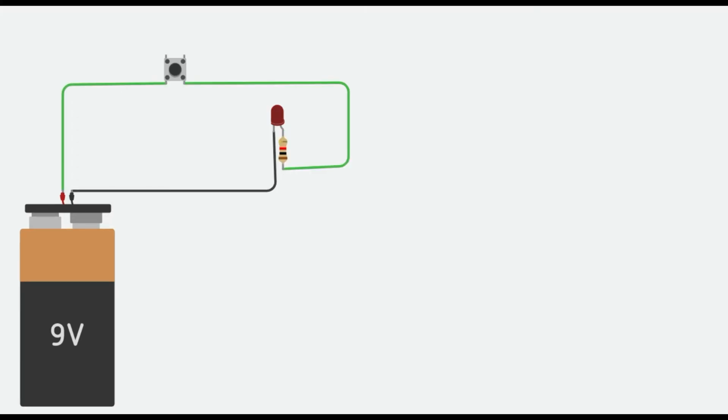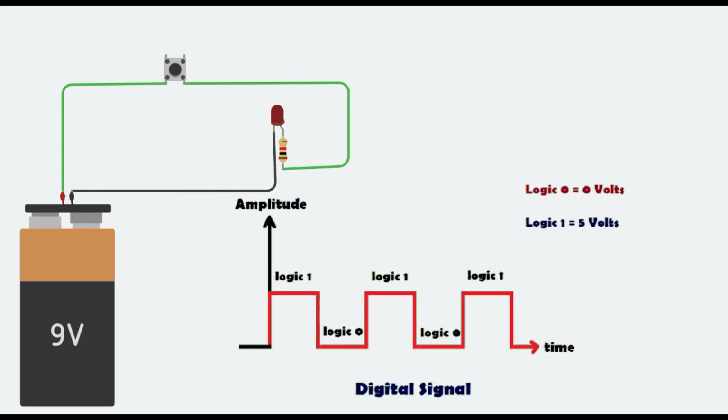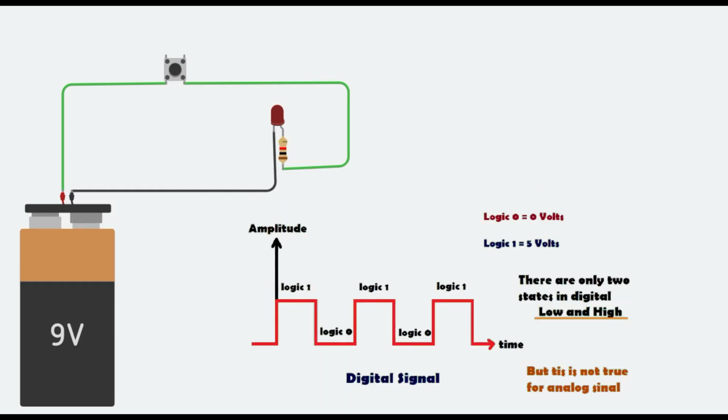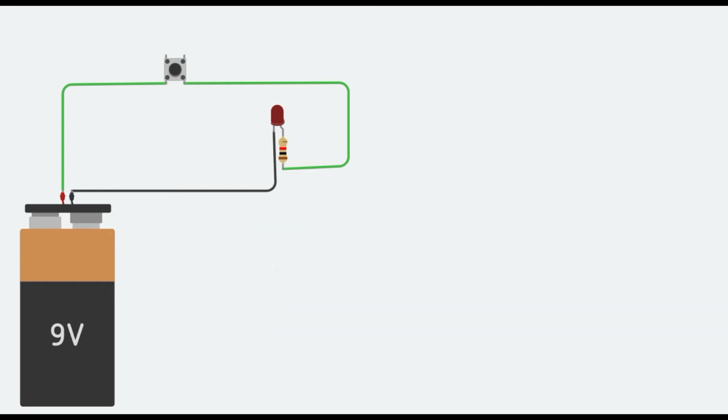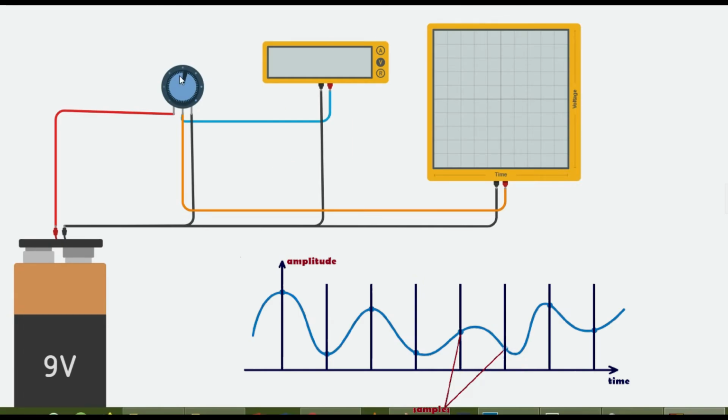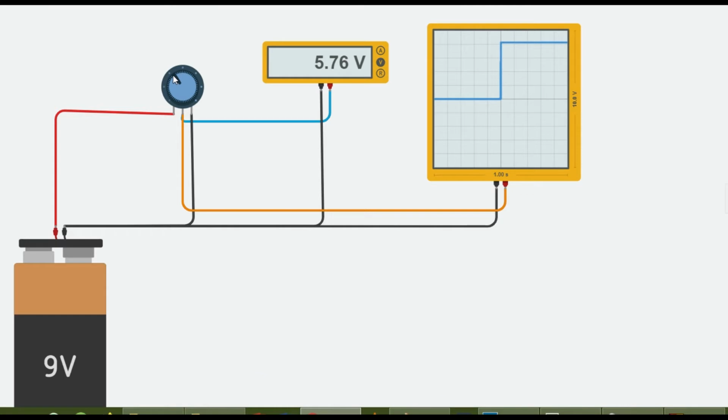So the signal sensed by this potentiometer is an analog signal, but an analog signal is totally different from a digital signal, because in a digital signal there are only two states, either 0 or 1, logic 0 or logic 1, or you can say 0 volt or 5 volt, whereas your analog signal varies with time. As you are seeing on screen, the signal is continuously changing, the amplitude is continuously changing with time.